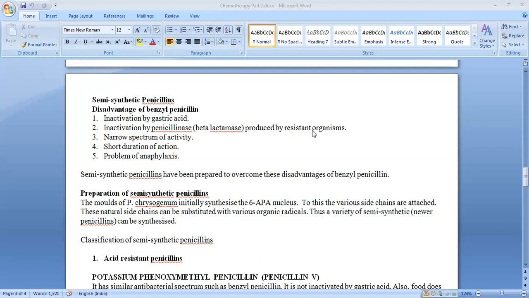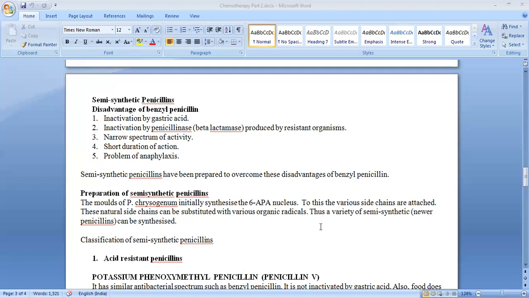When we say semi-synthetic, semi means partly or half, and synthetic. So some part of that molecule, the 6-amino penicillanic acid nucleus, is developed by fungal organisms, and then we extract that nucleus, and to that we attach different side chains to prepare different kinds of penicillins. So by this method, semi-synthetic penicillins are synthesized.